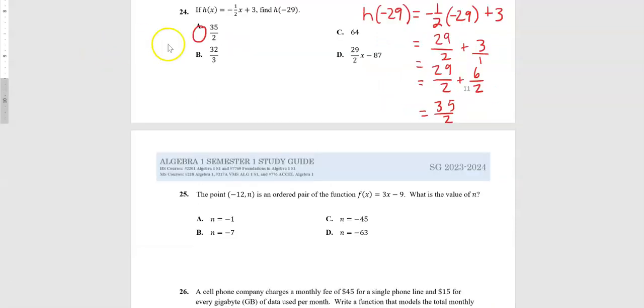All right, number 24, we're just having a function here, h of x, and then we have an equation, and we want to find out what happens if h of x is actually h of negative 29. So all I did was replace x with negative 29 and solve, and I got 35 halves.